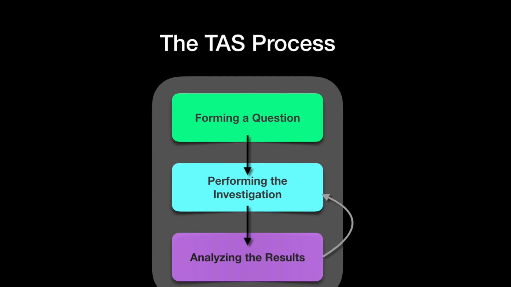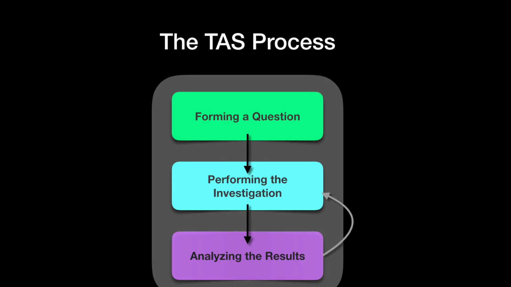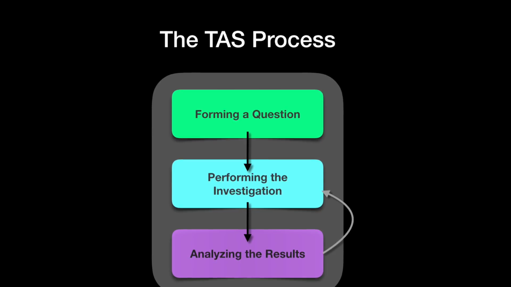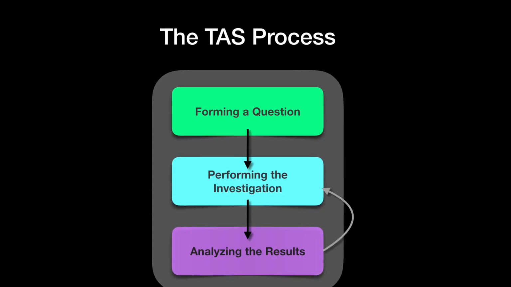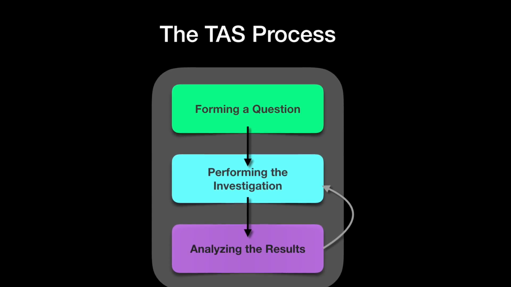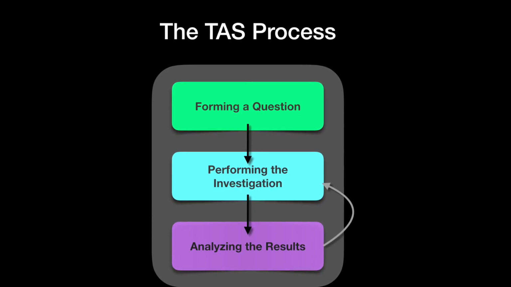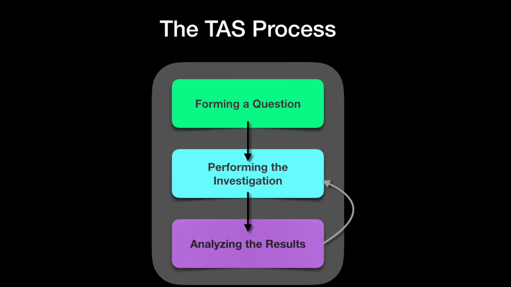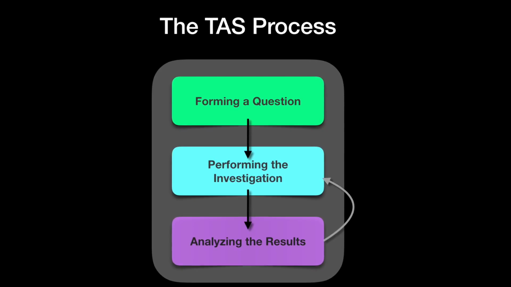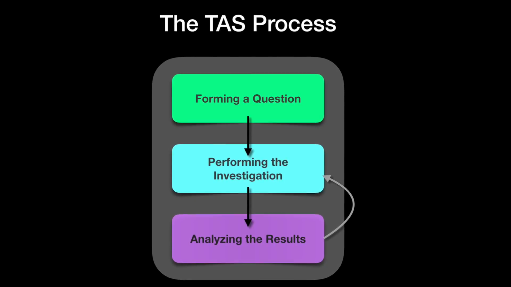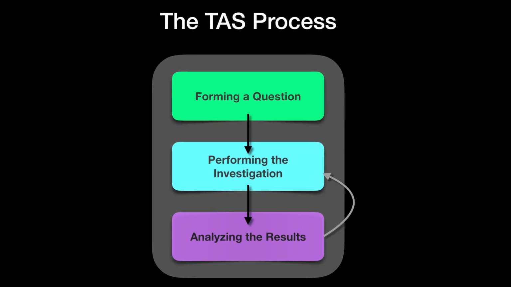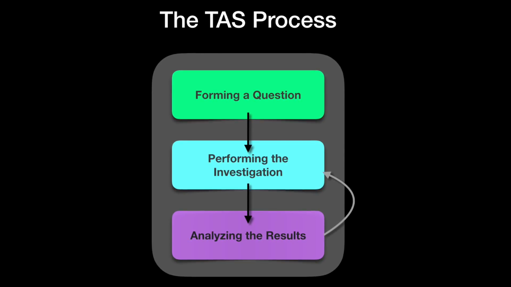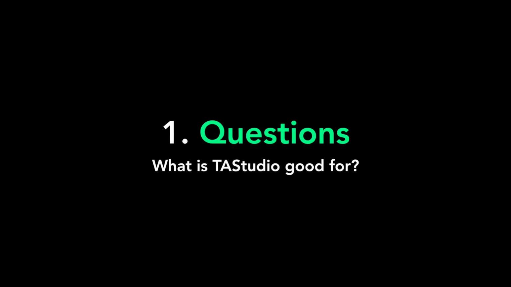So now that we have BizHawk and a basic idea of how TAStudio works, let's talk about the TAS process. The first thing we need to do is figure out what questions we should even be using TAStudio for. Once we have something that we want to investigate, we can perform the investigation with the TAStudio file and constantly analyze our results as we're doing so, being sure to be very careful and double check our work if our conclusions are surprising. As I said, the first thing we need to do is make sure we're asking the right kind of questions.